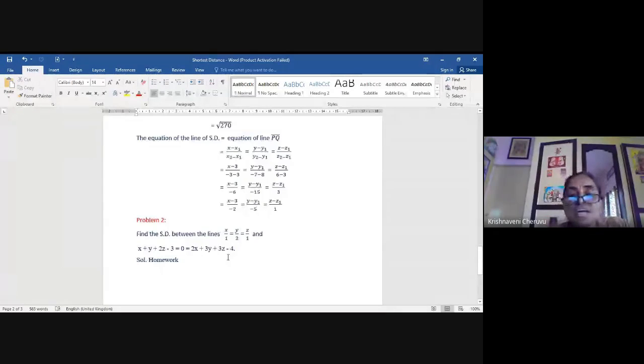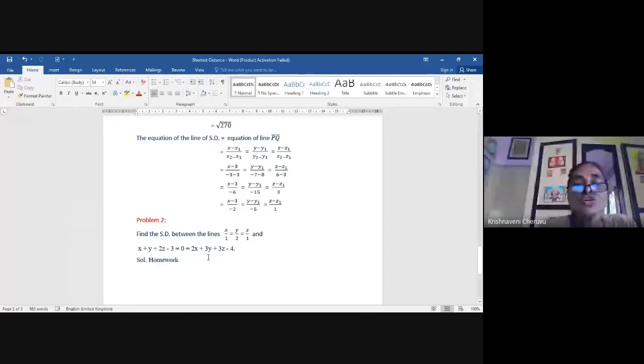What I'm suggesting is that you transform this line, which is in unsymmetric form, to symmetric form, so that both the lines are in the symmetric form, and follow the procedure which I described to you and do the problem. Tomorrow, instead of transforming the unsymmetric form to symmetric form, I will give you another method to find the shortest distance between a line in the symmetric form and a line in the unsymmetric form.